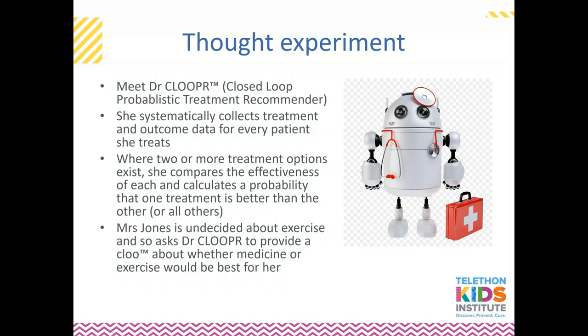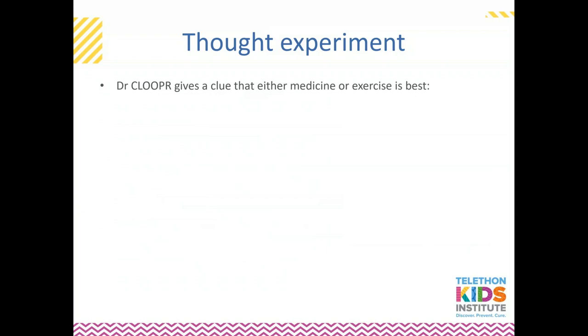So Mrs. Jones is undecided about exercise to manage her hypertension, and so she goes and asks Dr. Klüper to provide a clue about whether medicine or exercise would be best for her. And what Dr. Klüper does is gives a clue about whether medicine or exercise is best based on all of the data that Dr. Klüper has accumulated over time about people in her situation who have had to make a decision about medicine or exercise to measure their blood pressure.